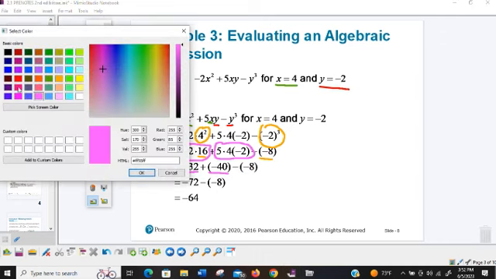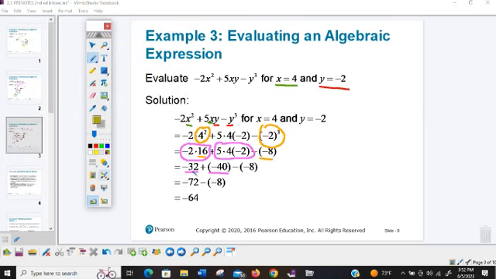The last thing we want to do is our addition and subtraction, and we want to go from left to right. So we do negative 32 minus 40 is a negative 72, and then negative 72 minus negative 8, remember two negatives there are going to make that positive, negative 72 plus 8 gives us a negative 64.